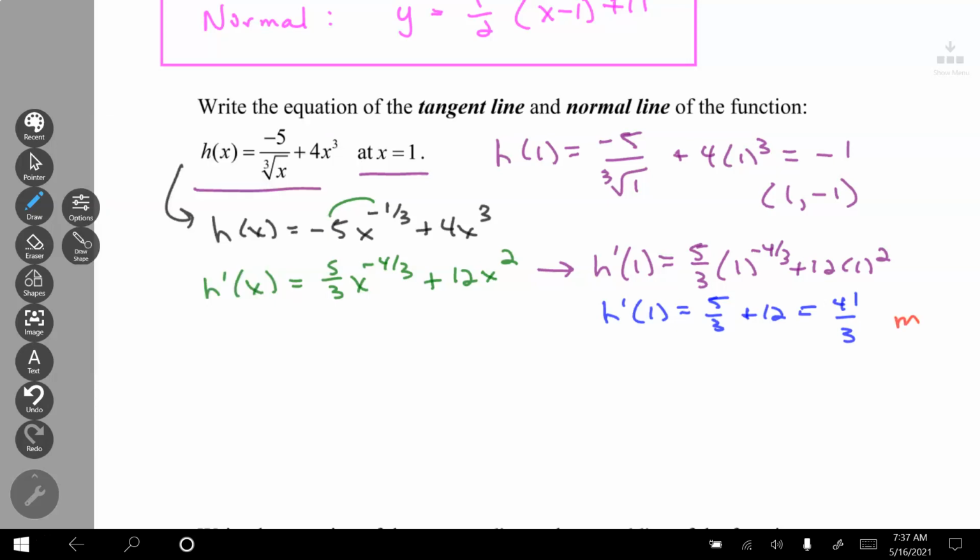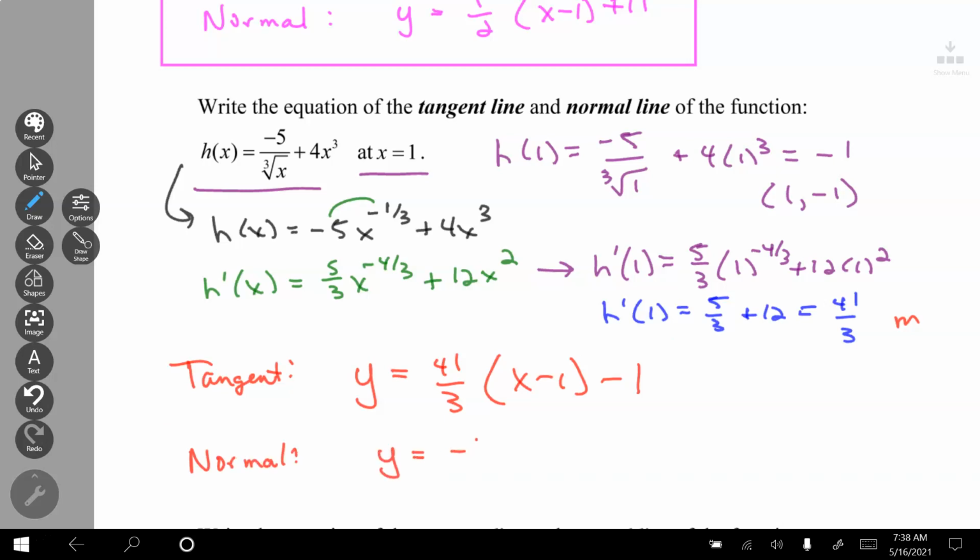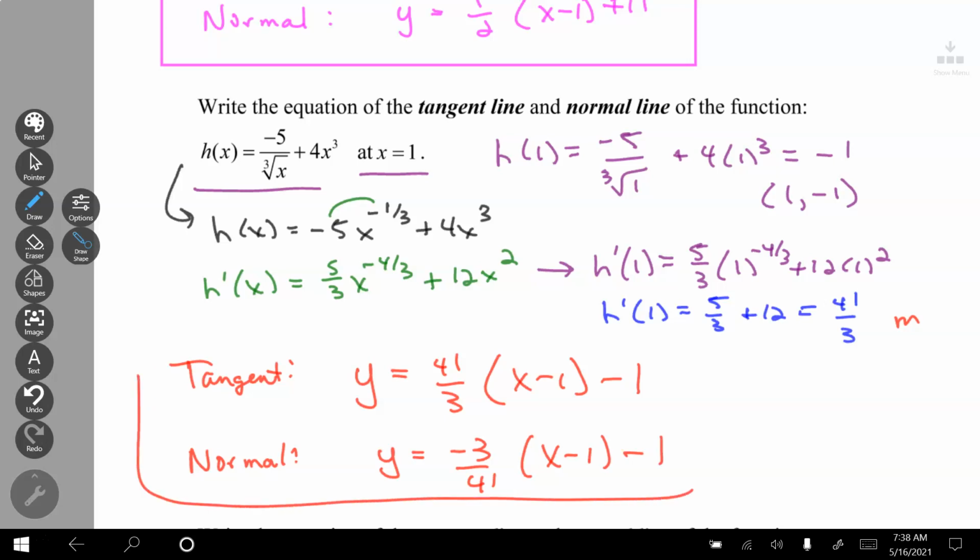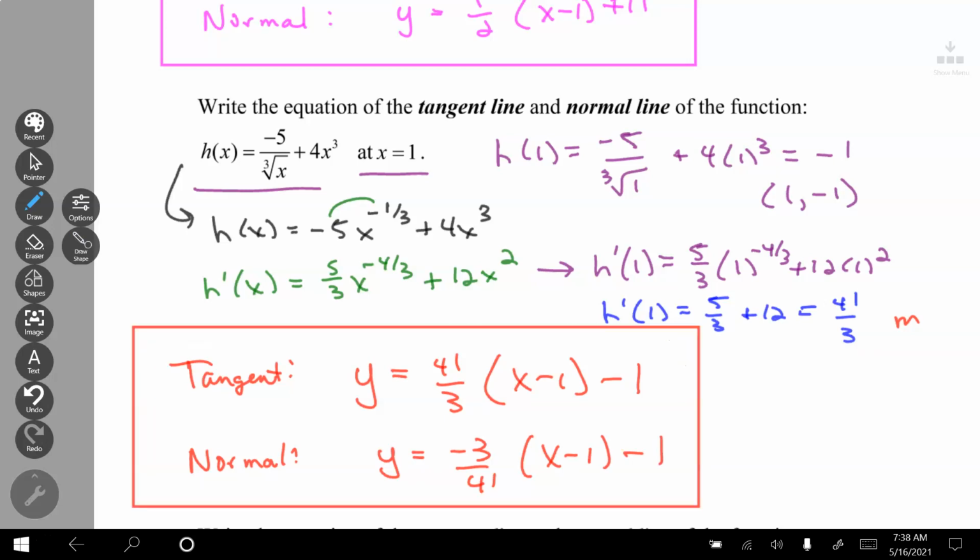And this is my slope of my tangent. So my tangent line equation, y equals 41 over 3, just a fraction, who cares, times (x minus 1), using the x and y value. And my normal line equation is going to be y equals negative 3 over 41 when I take the opposite reciprocal, times (x minus 1) minus 1. And there is my tangent and normal line.